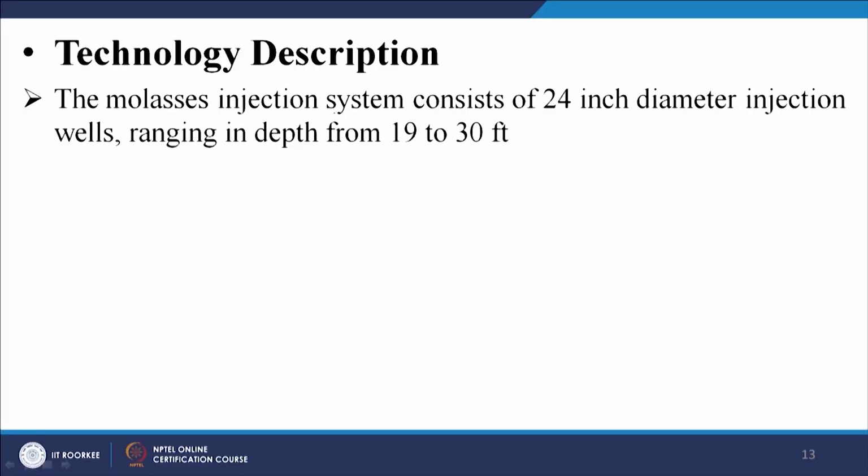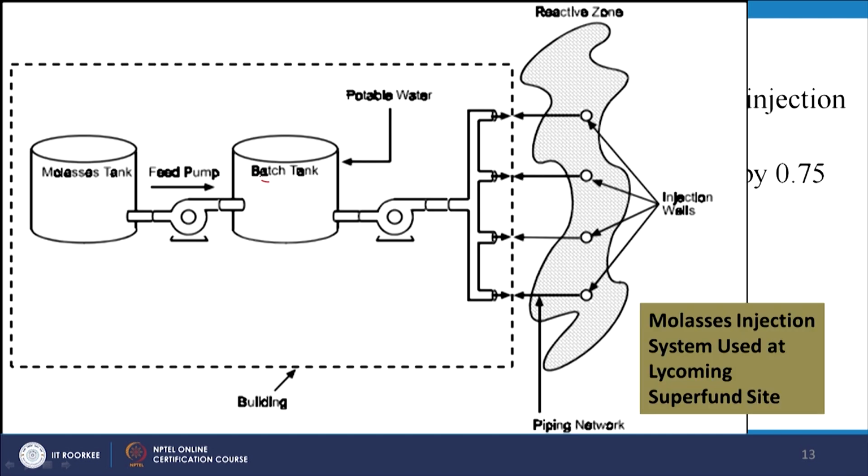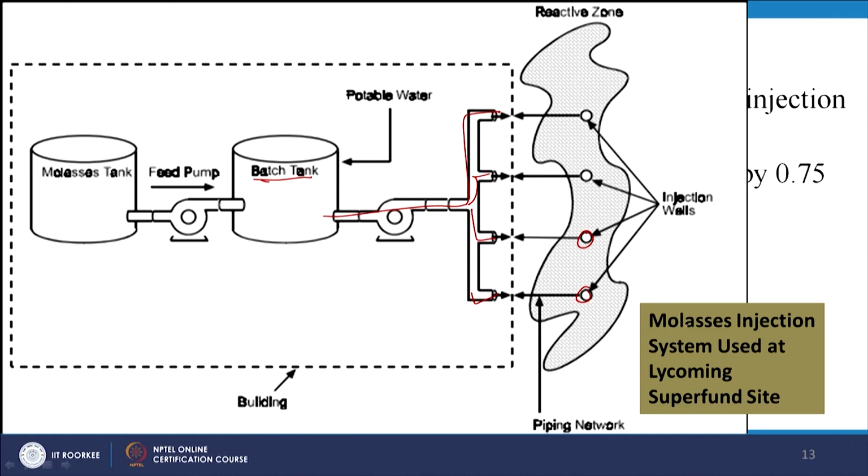So, let us look at what they have. They were looking at injection systems through 24-inch diameter wells at different depths, and they were getting this molasses from a particular building, through relevant piping and so on, right. So, we have potable water that is used to dilute molasses in this particular batch reactor, and then that is pumped to various locations, right. This is the top view obviously, and they are then introducing the relevant electron donor, which is molasses, and that is what we have out here.